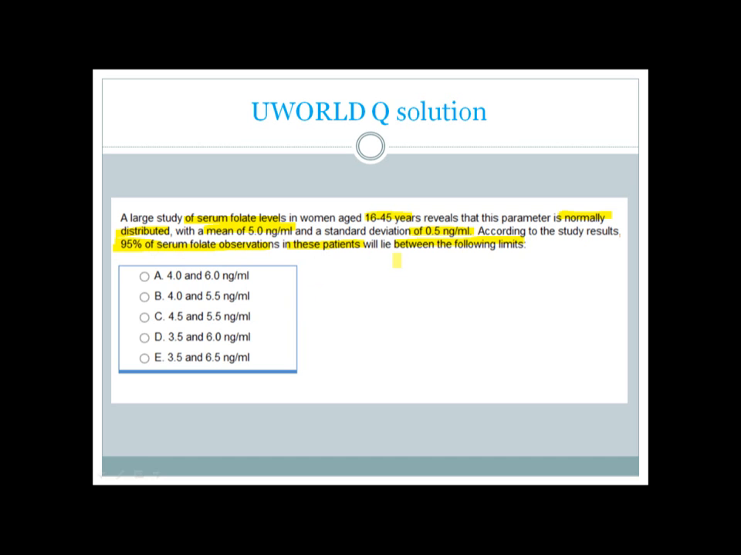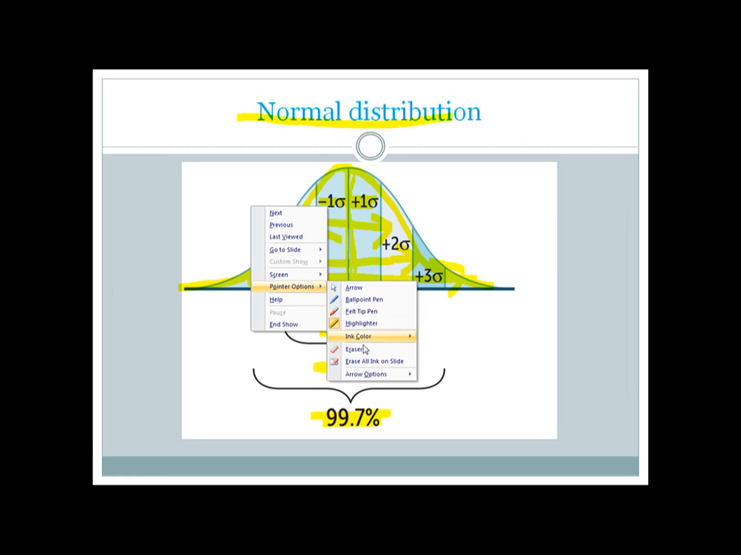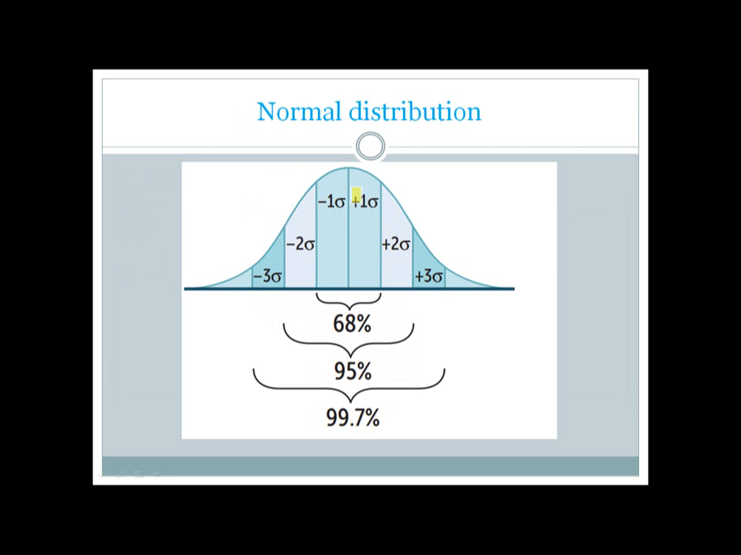So we can apply this information to this specific graph. Here the mean is 5, and the question asks about the range in which 95% of the population will lie. As you can see from this graph, 95% of the population lies from -2 standard deviation to +2 standard deviation. So we have to calculate both the upper range and the lower range.